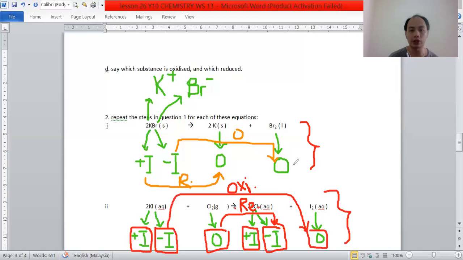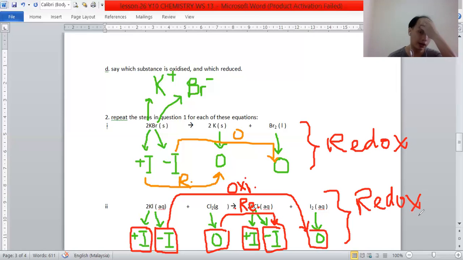All these involve oxidation and reduction, so they are called redox reactions. This one is also redox. Yesterday we discussed neutralization, right? Acid plus alkali. It is not a redox reaction because the oxidation states from the reactants to the products are all the same, no change. So neutralization is not a redox reaction. Okay, thank you.